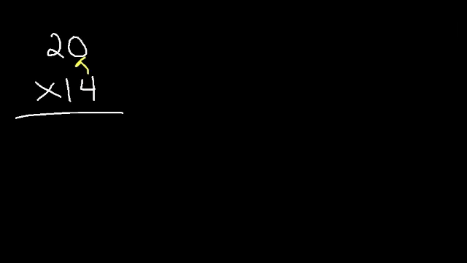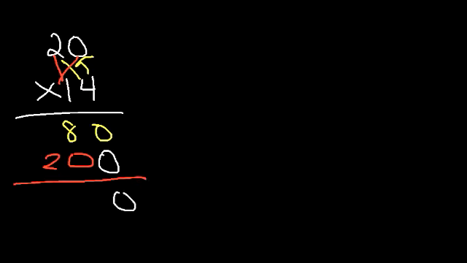Let's try another problem. So what's 20 times 14? How would you multiply those two numbers? So 4 times 0 is 0, and then 4 times 2 is 8. Now we're going to add a 0. So 1 times 0 is 0, and 1 times 2 is 2. So if we add these numbers, 0 plus 0 is 0, 0 and 8, that's 8, and drop down the 2, we get 280.